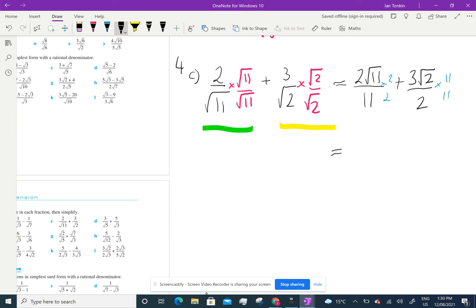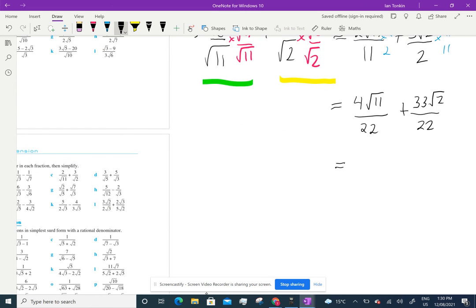So 2 times 2, I get 4 root 11 on 22. 11 times 3, 33 root 2 on 22. And now I have a common denominator, and I get 4 root 11 plus 33 root 2 all over 22. Now, in the future, I'm going to skip that step because as soon as I've got a common denominator, I will write a single fraction.